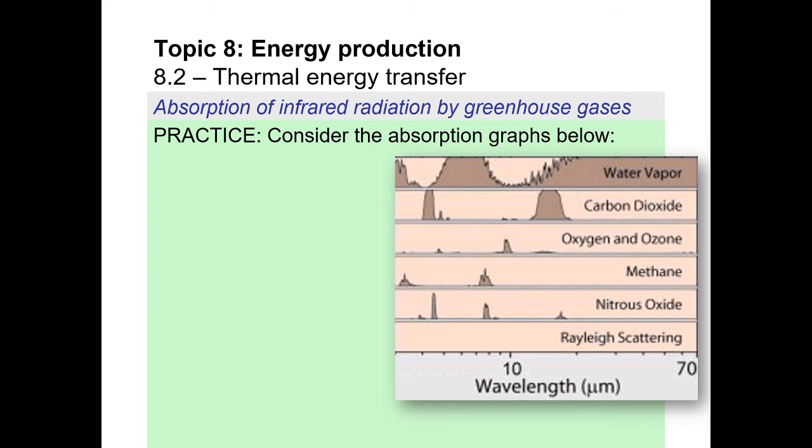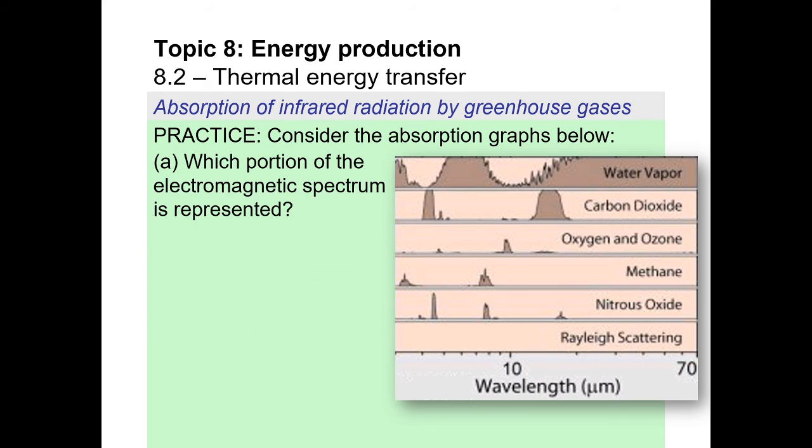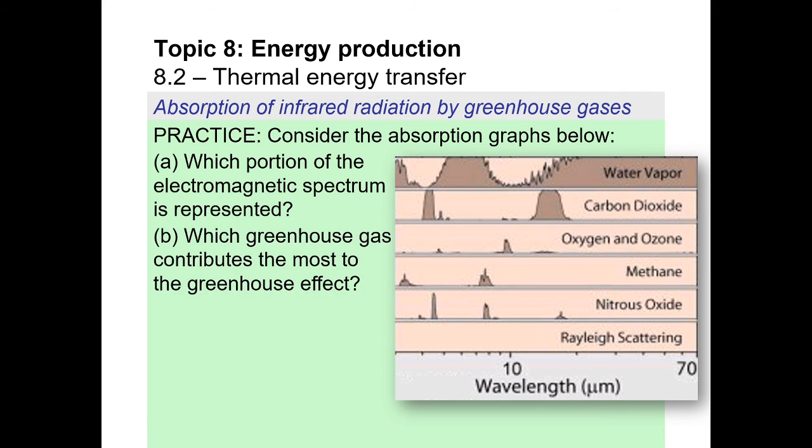All right, consider the absorption graphs below. Which portion of the electromagnetic spectrum is represented? Well, you just saw it on the previous slide, but in case you didn't know, there's other ways you can take a look at this. If you remember that water vapor, carbon dioxide, methane, nitrous oxide, ozone, oxygen, they're all greenhouse gases, you will remember that greenhouse gases will absorb infrared radiation primarily. Okay, that's heat.